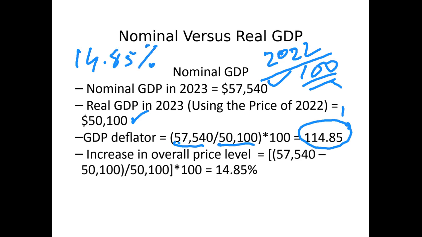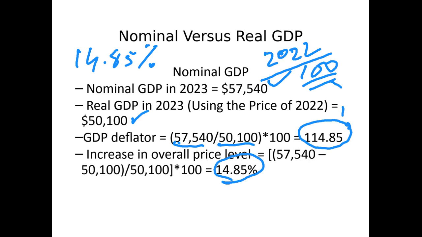And remember, this 14.85% is not inflation. We measure inflation using the consumer price index. This is the GDP deflator. I'm considering all goods and services produced in the economy and the average prices of all goods and services in the economy. So that index has gone up by 14.85%.